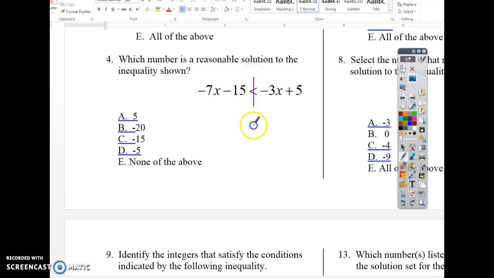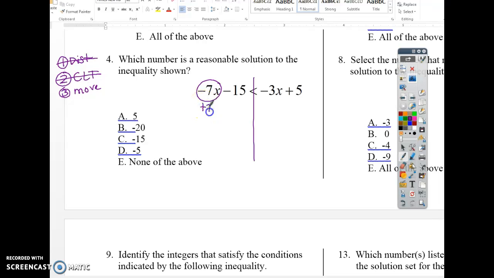We're going to still draw the line, and we're still going to do our steps. Step 1 is to distribute. There's nothing to distribute. Step 2 is to combine like terms. This one has an x, this one doesn't. I cannot combine those. So there's no combining. Step 3 is to move the smallest variable. So which one has the smallest variable? Negative 7 is smaller than negative 3. So I would move the negative 7.